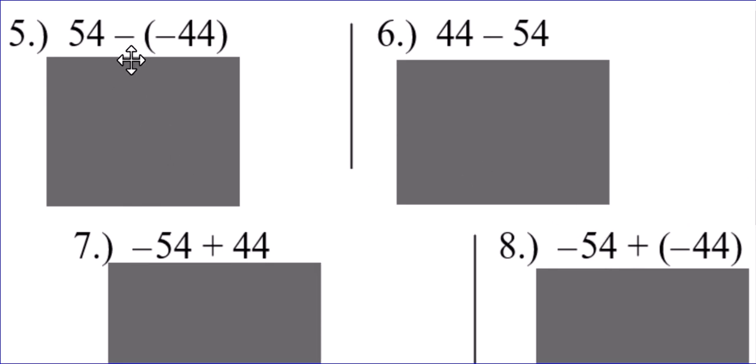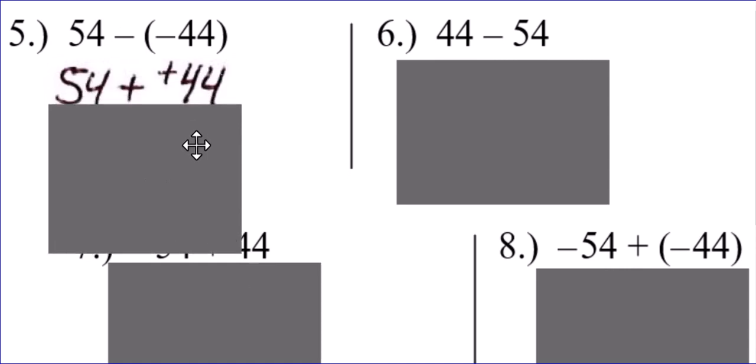Problem number 5, notice what's in between, subtraction. We need to make subtraction become adding the opposite. So check it out. The subtraction became addition. Here, I'll highlight that for you. Subtraction becomes addition, and the sign of the number to the right of it, which used to be negative, now becomes its opposite, which is a positive.